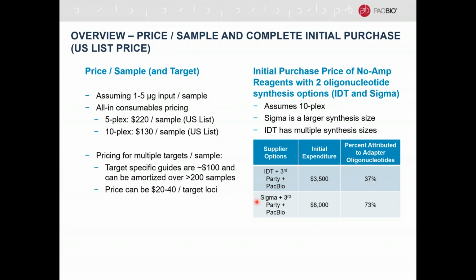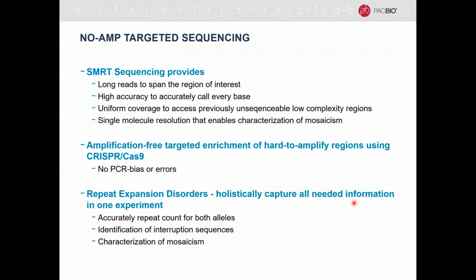We've also worked with Sigma oligos, their gold standard synthesis, and because Sigma is a little bit larger synthesis size, that price is $8,000. And you can see in both cases, a lot of the purchase price is wrapped up into the oligos, which once you've purchased it once can be amortized over hundreds of samples.